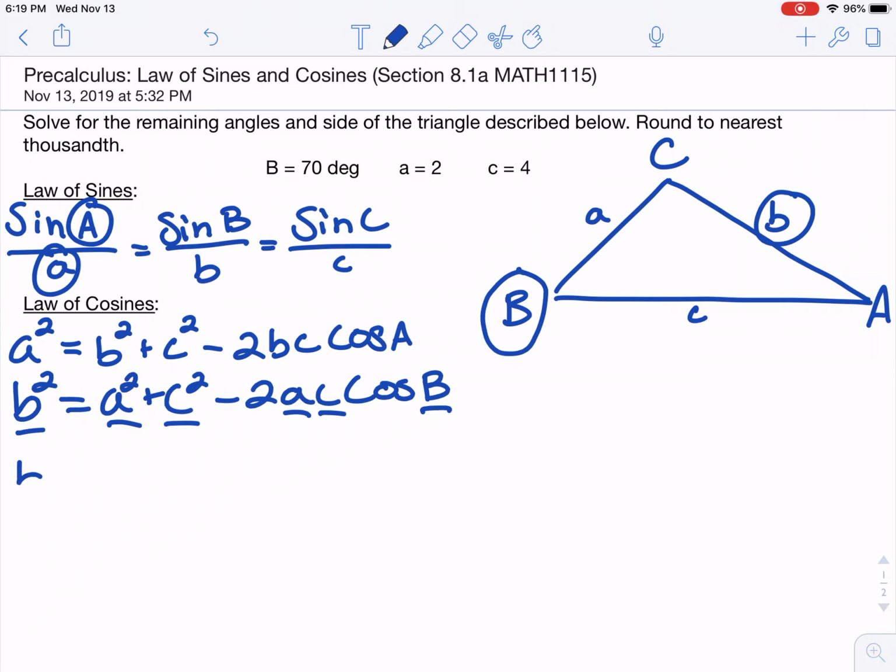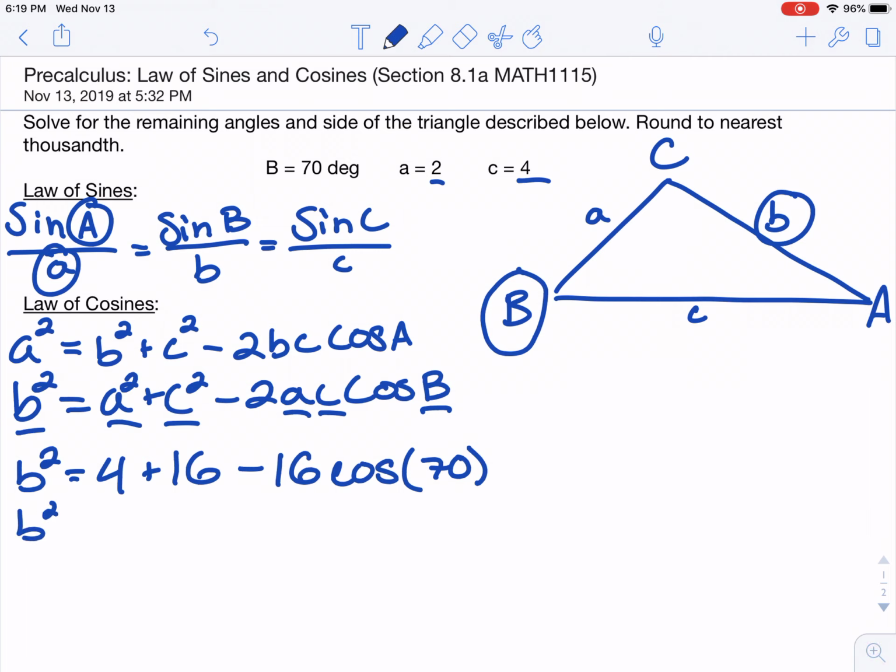And that's going to look something like b squared is equal to 2 squared, which is 4, plus 4 squared, which is 16, minus 2 times 4 times 2, which would also be 16, cosine of the angle B, which is 70 degrees. Plugging this in, we can then solve for b. I'm going to simplify this a little bit more. So b squared would be equal to 20 minus 16 cosine 70. Make sure when you're plugging this into your calculator you're using degrees. Don't make simple mistakes.